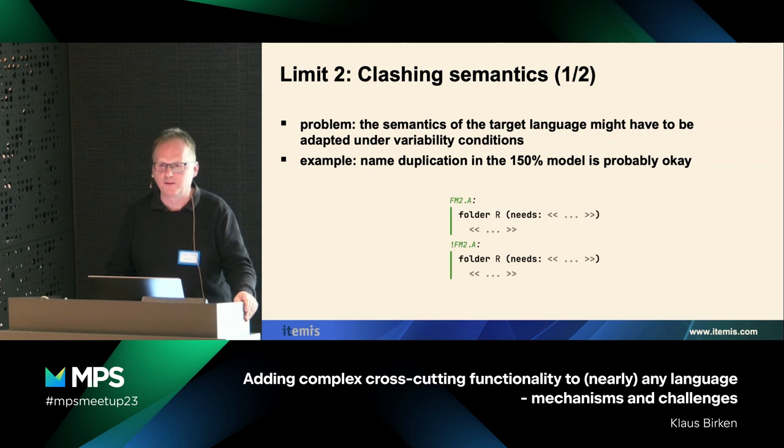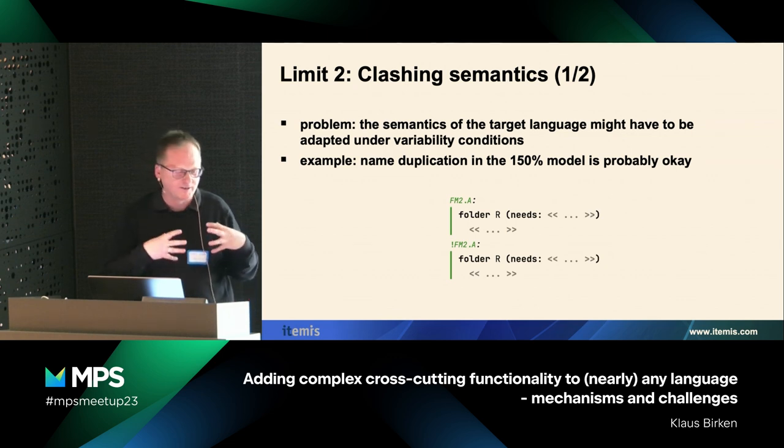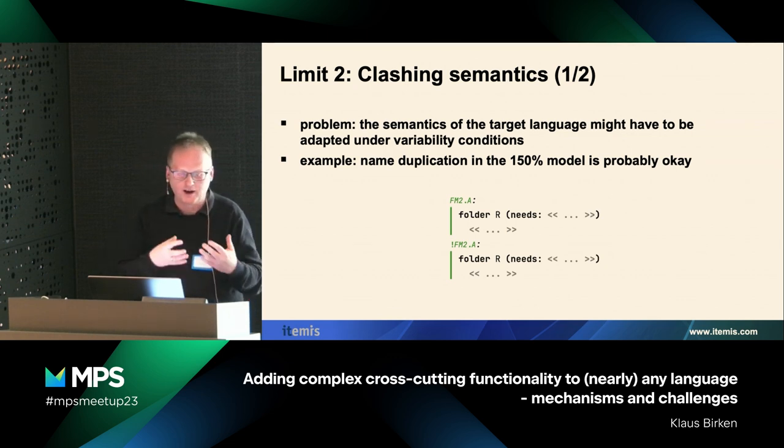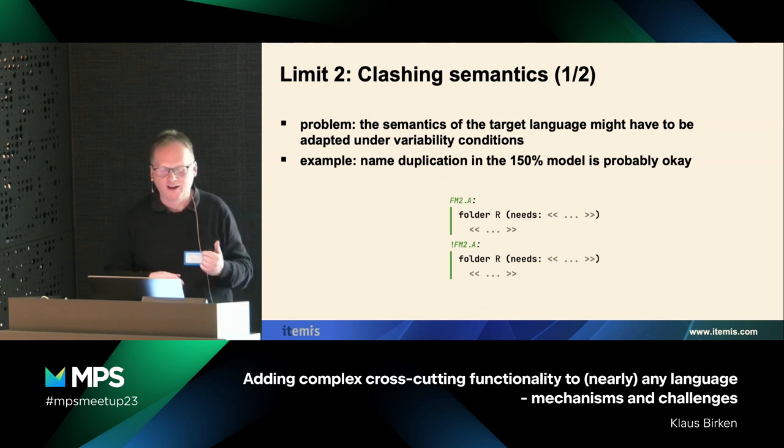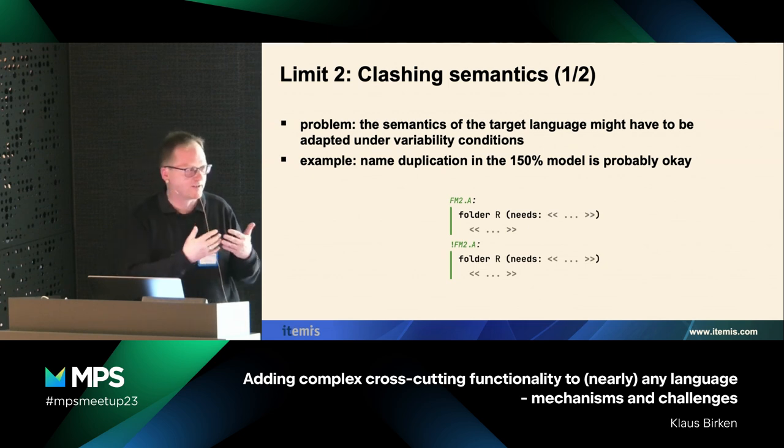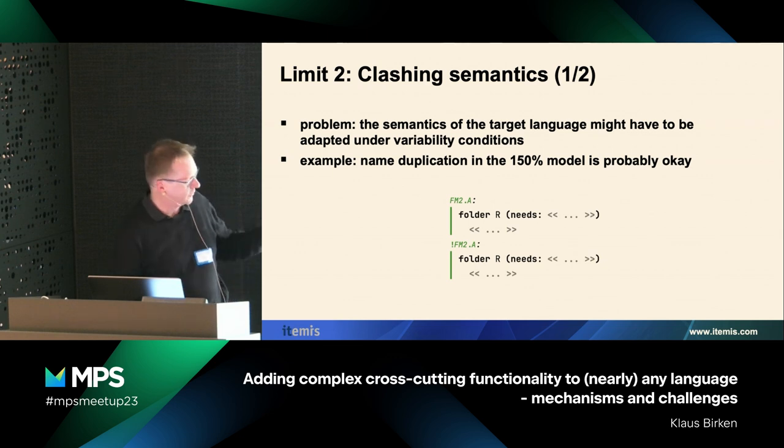The second limit is more profound. So we are adding semantics by adding this variability functionality. And there is a point where the semantics we are adding clashes with the semantics of the target language. And this is very abstract, and here's a concrete example.